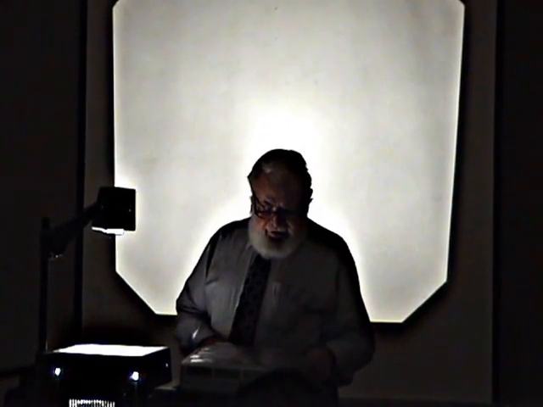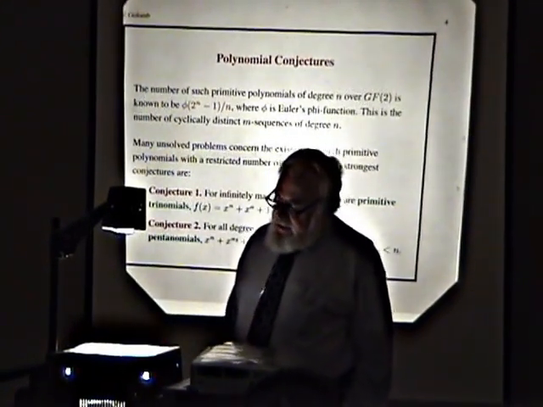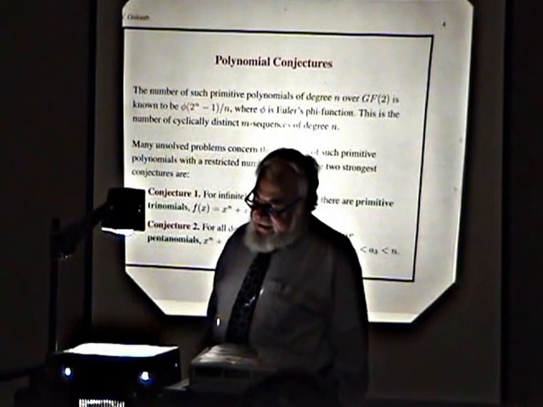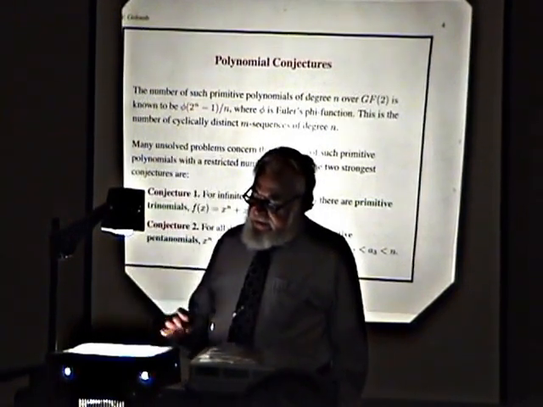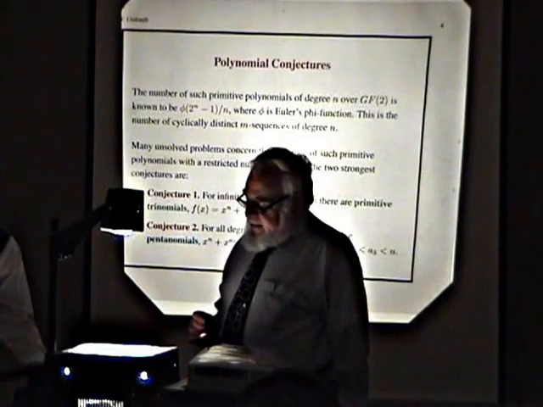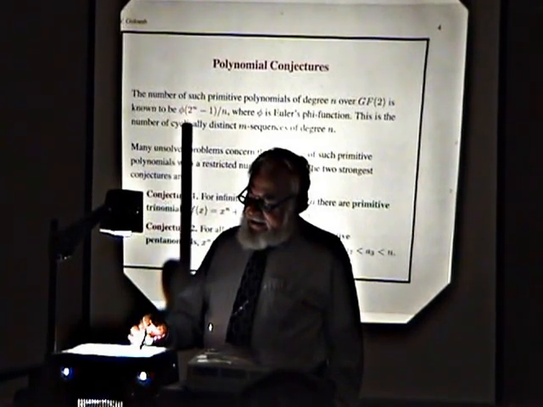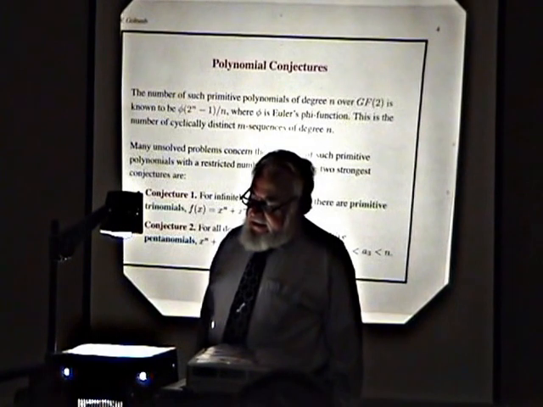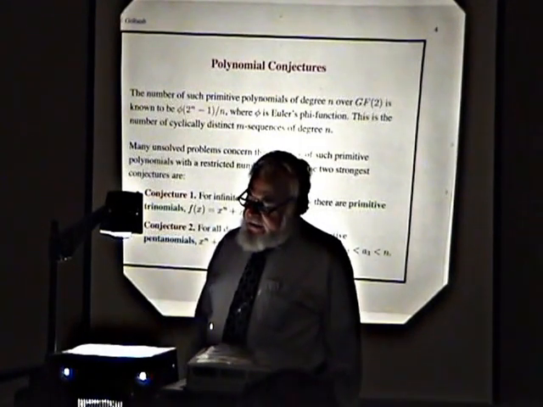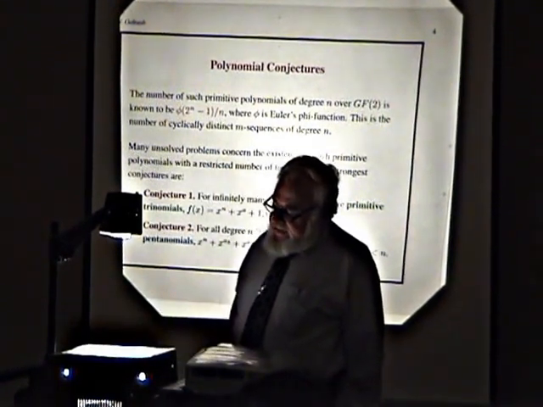So the first set of conjectures, unsolved problems, involves some of these polynomials. The total number of such primitive polynomials of degree n over GF(2) is known and easily shown to be the Euler phi function of 2^n minus 1, divided by n, because phi of 2^n minus 1 is the total number of primitive elements of this sort, and they occur n at a time in irreducible polynomials of degree n. So this is the number of primitive polynomials, and this is equal to the number of cyclically distinct M sequences of degree n.